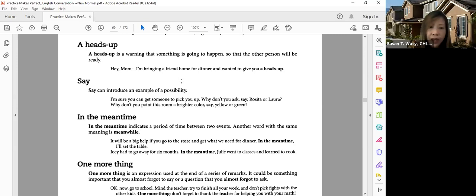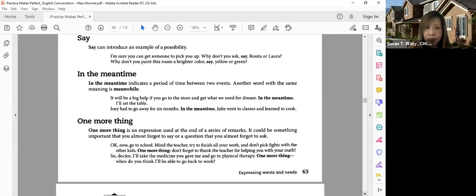Now, "in the meantime" indicates the period between two events. Or you can use the word "meanwhile" as a substitute. Joy had to go away for 6 months. In the meantime, Julie went to classes and learned to cook. Or you can say, meanwhile, Julie went to classes and learned to cook.